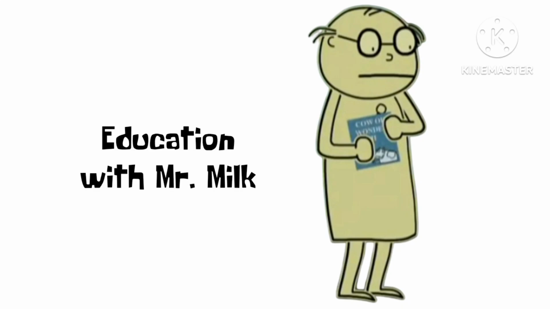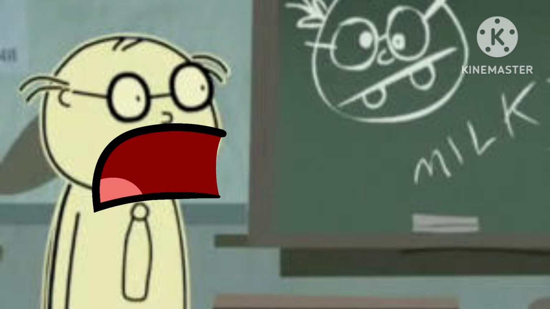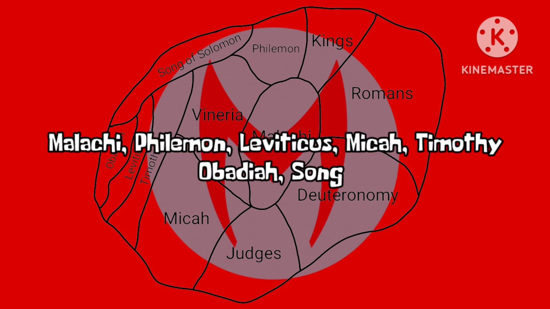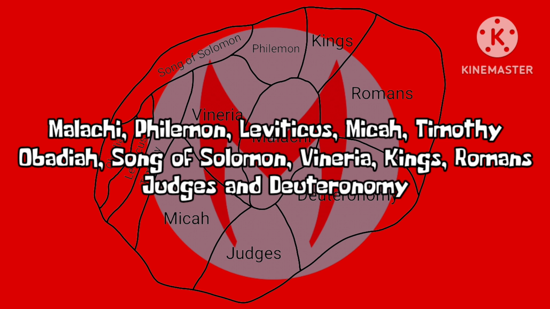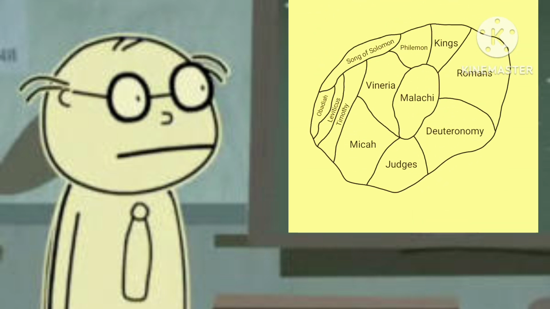Today's lesson we will discuss the states of Gideon. There are 12 states, starting in order from Gideon: Malachi, Philemon, Leviticus, Micah, Timothy, Obadiah, Song of Solomon, Vineria, Kings, Romans, Judges, and Deuteronomy. Let's get started, shall we?